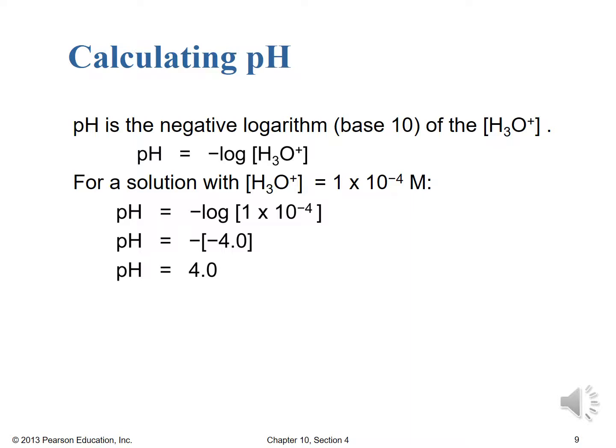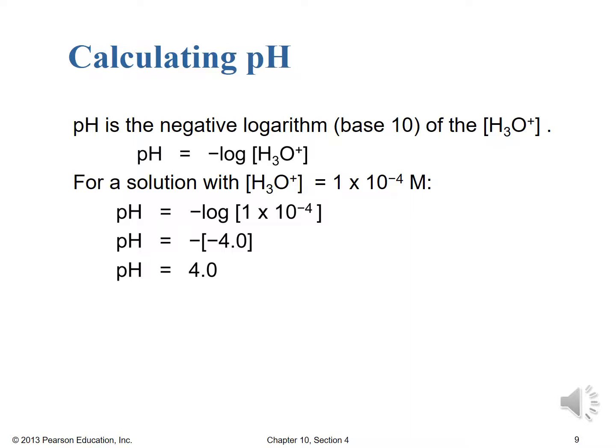So for a solution with an H3O plus concentration of 1 times 10 to the minus 4 molar, if we plug that into our calculator, the pH equals minus log of 1 times 10 to the minus 4 molar. So the pH equals minus a negative 4.0, and therefore the pH itself is 4.0. When we negate a negative, we get a positive value.